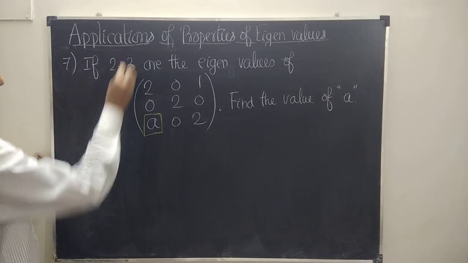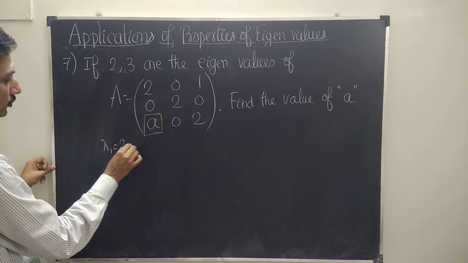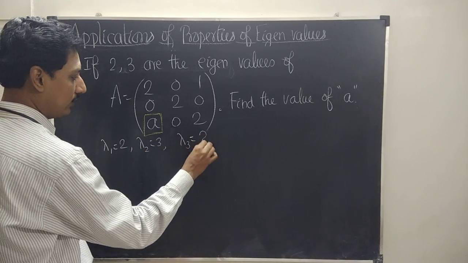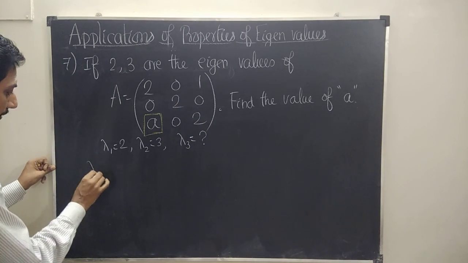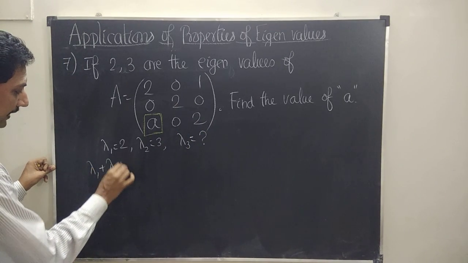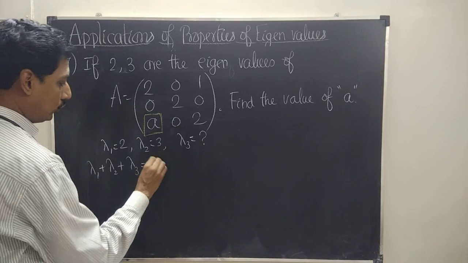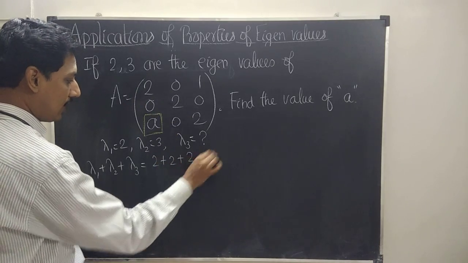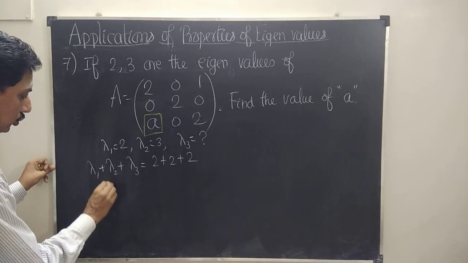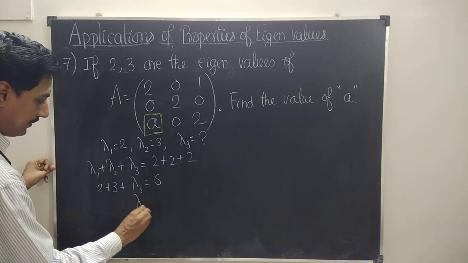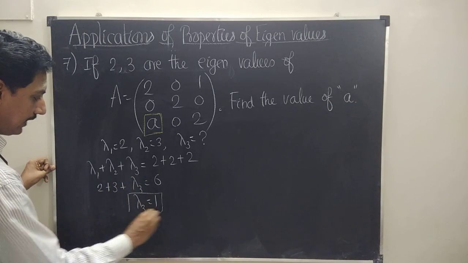Lambda 1 and lambda 2 are given: lambda 1 equals 2, lambda 2 equals 3. Now find the third eigenvalue. By using the property, the sum of the eigenvalues, lambda 1 plus lambda 2 plus lambda 3, equals the sum of the leading diagonal elements, 2 plus 2 plus 2. So 2 plus 3 plus lambda 3 equals 6, so lambda 3 equals 1.